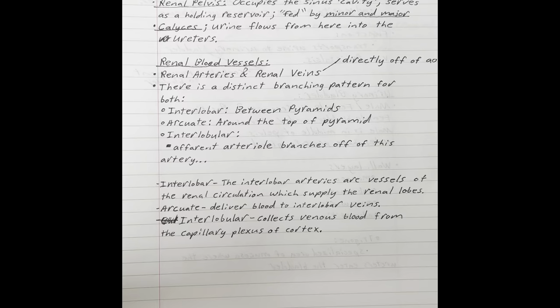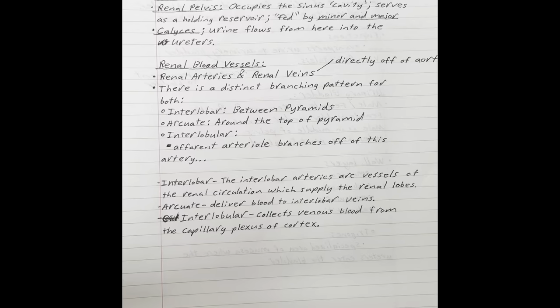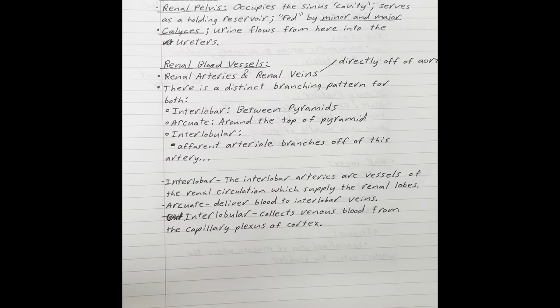Renal medulla, center of kidney, equals renal pyramids. The tip of each pyramid is called a papilla. This leads to a minor calyx. They contain one part of the renal tubule, specifically the loop of Henle.